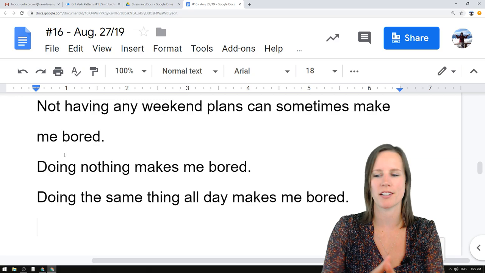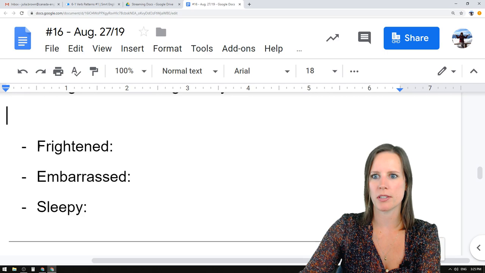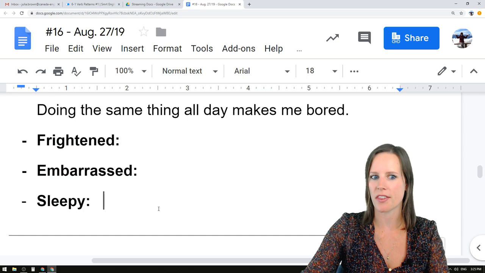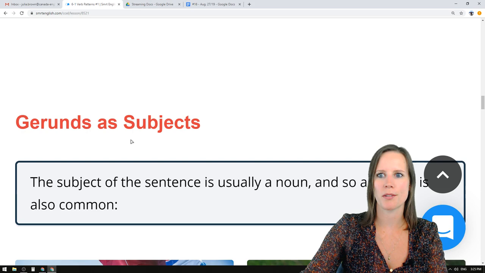So, like I said, I'll just leave these here. Later on, if you want to, with the document, you can add more examples. Okay. Going back to Smrt, we will look at Smrt's examples. They have a two, I think, two.